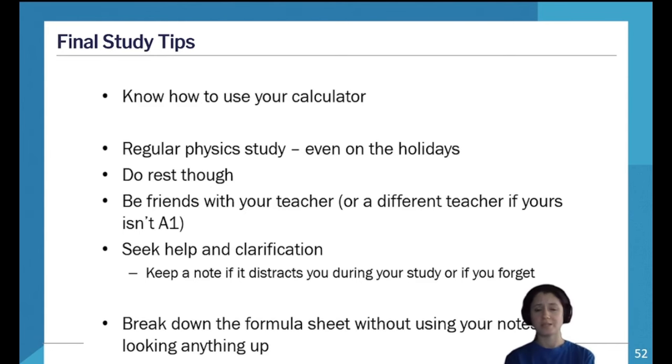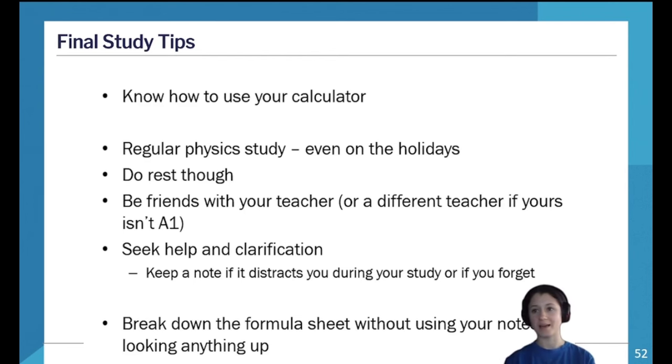Be friends with your teacher if you can, or a different teacher if yours isn't A1. Anybody or even your friends who are really smart, be friends with them, older siblings, that kind of thing. They really are there to help you. Seek help and clarification if you're having trouble with anything. Don't feel embarrassed. Go and ask somebody. It'll almost be far easier to ask somebody than try to figure it out yourself. And I know that because I would refuse to ask for help with things, and it would waste a lot of time, quite honestly.